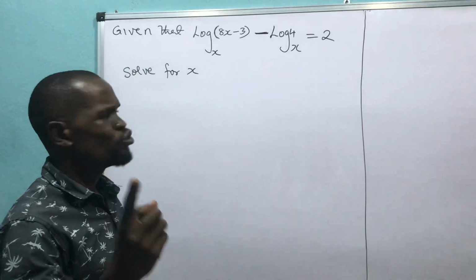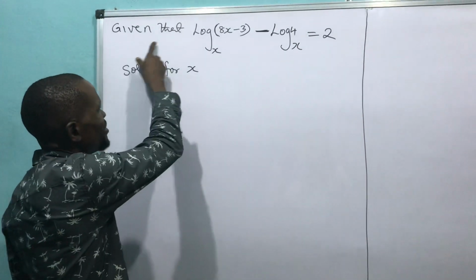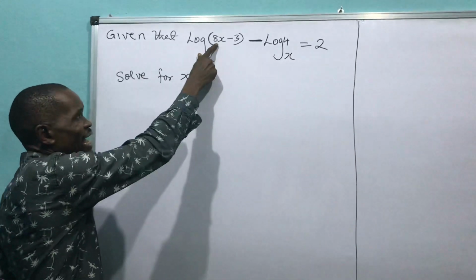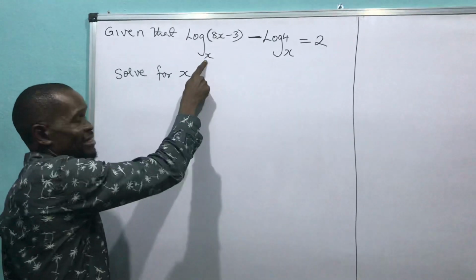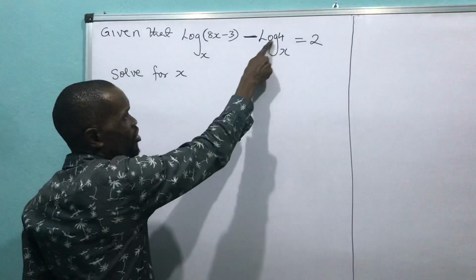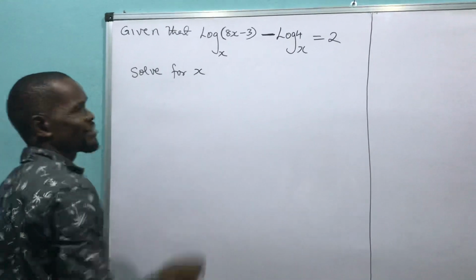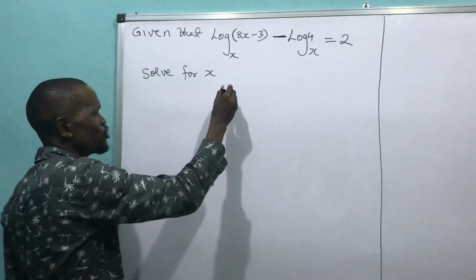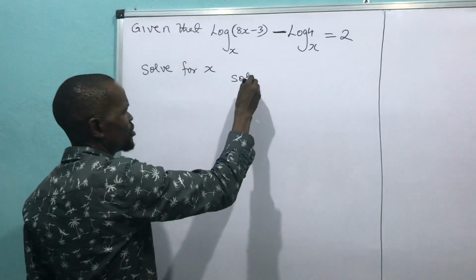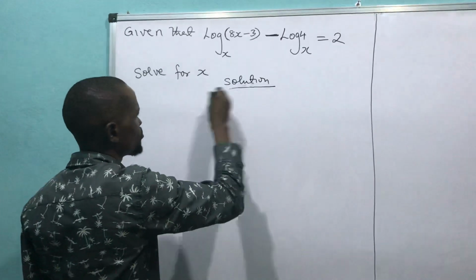What I have for you today is a question that says: given that log of (8x minus 3) base x minus log 4 base x equals 2, solve for x. Straight to solution. Let's go straight to the question solution.